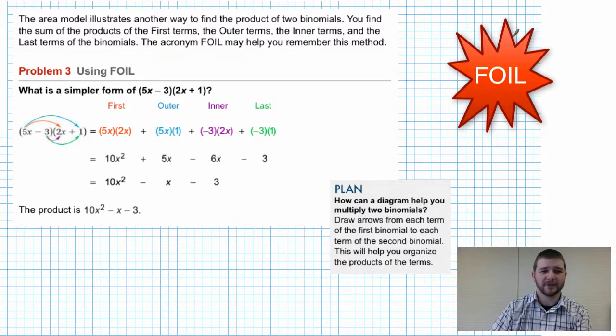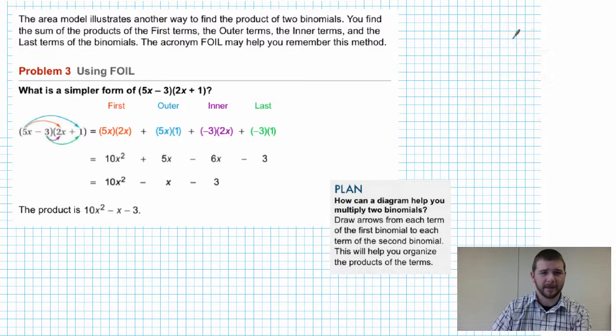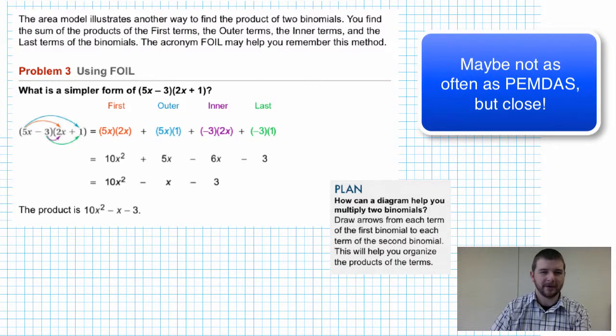The area model illustrates another way to find the product of two binomials. You find the sum of the products of the first terms, the outer terms, the inner terms, and the last terms. Note the F, the O, the I, and the L, and that acronym spells FOIL. That's an acronym you'll hear many times throughout the rest of your mathematics career. This acronym FOIL may help you remember this method.